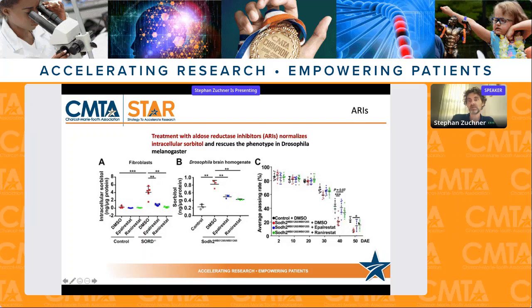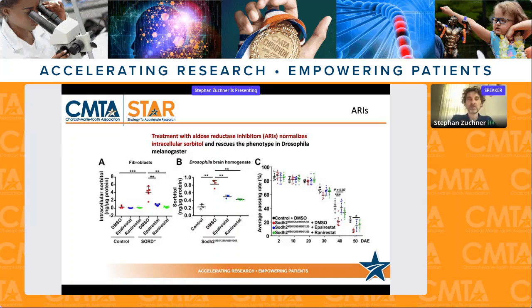Okay, a little less good, but this is a big difference. I would say almost as good. And here we see the same in cells that CMT patients donated to us, from skin biopsies. So CMT patients with mutations in this gene, SORD, you see that when we don't treat, as I showed before, the sorbitol levels are very high. When we start treating, they go back to normal, okay? Very strong evidence that this will actually work.